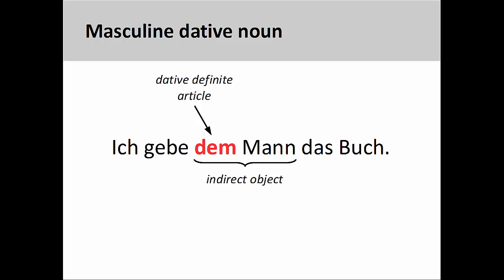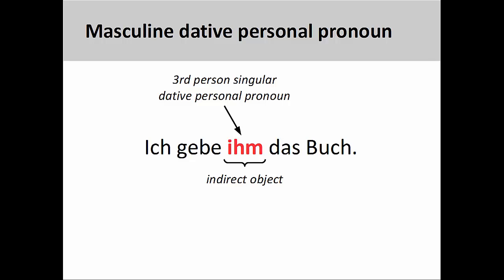Let's take a look at a few select examples now. In the sentence you see here, Ich gebe dem Mann das Buch, I give the book to the man, the definite article dem indicates that the masculine noun Mann is the indirect object in the sentence, and therefore in the dative case. I can replace the noun phrase dem Mann with the third person singular dative personal pronoun ihm. Note that the final letter m in ihm matches the final letter in the definite article dem.